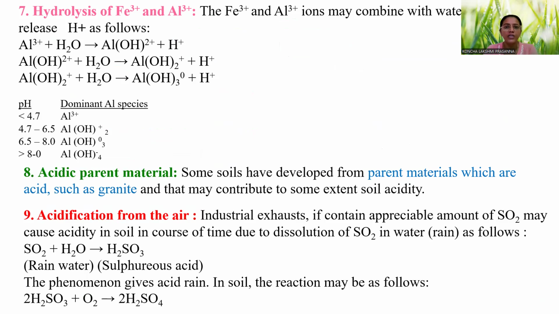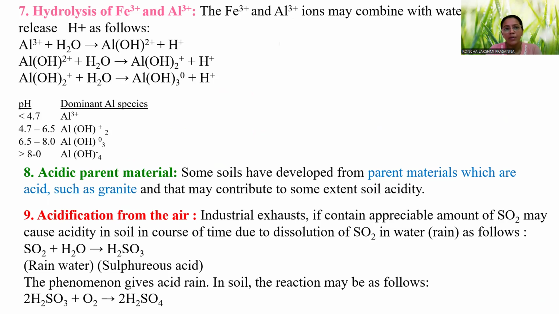Hydrolysis of iron and aluminium. The hydrolysis of iron and aluminium releases H plus ions. This hydrolysis occurs at various pH: Al3+, the dominant species released during hydrolysis, occurs at pH less than 4.7. Al(OH)2+ occurs at pH 4.7 to 6.5. Al(OH)3 occurs at pH 6.5 to 8, and Al(OH)4 occurs at pH greater than 8. During this hydrolysis of aluminium and iron, H plus ions are released, making the soil more acidic.